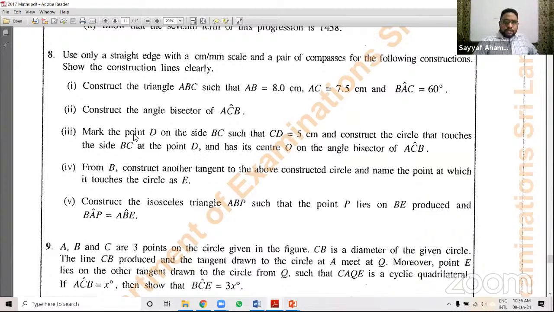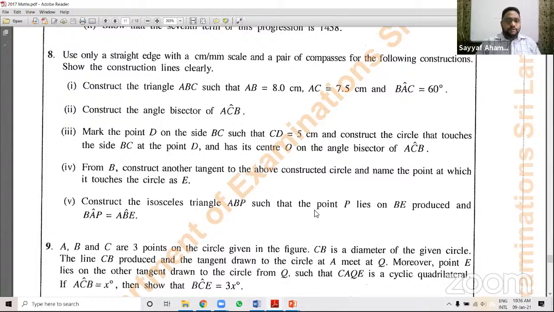So Roman number 3: mark the point D on the side BC such that CD equals 5, and then construct the circle that touches the side BC at point D and has its center O on the angle bisector of it. I'm just reading this question to see whether they have mentioned any incircle, excircle or circumcircle words. Even Roman number 3 has no such word included, right?